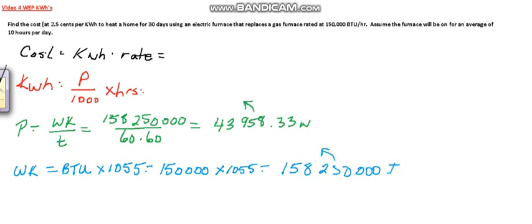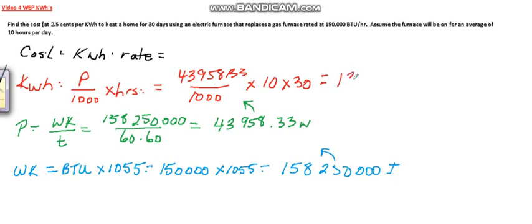Okay, so I've got my wattage power, so now I can pop that into the formula for my kilowatt hours. So I've got 43,958.33 divided by 1,000 times my hours. My hours: it's on 10 hours a day for 30 days, so 10 times 30. So 43,958.33 divided by 1,000 times 300 leaves me with my kilowatt hours, which is going to be 13,187.499 kilowatt hours.